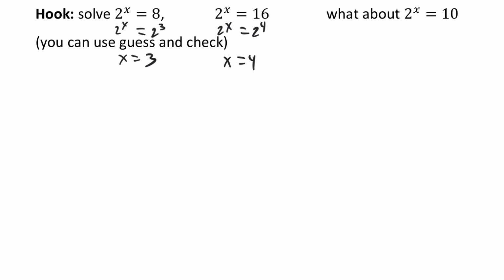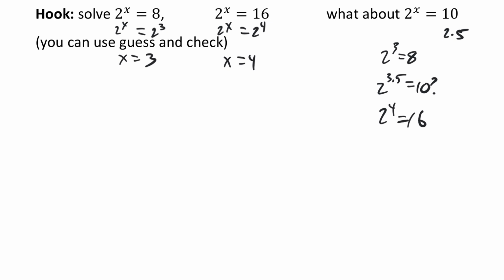Okay, but what about 2 to the x equals 10? Well, you can't really. 10 is 2 times 5, but it's not really like a power of 2. There's this extra 5 going on there. And you might be like, seems kind of tough. The answer is probably between 3 and 4, right? If 2 to the 3 is 8 and 2 to the 4 is 16, maybe 2 to the 3.5 is 10, right?